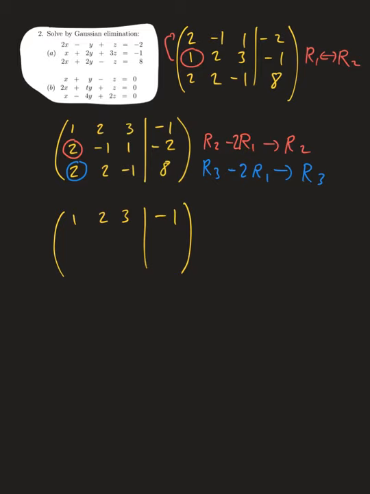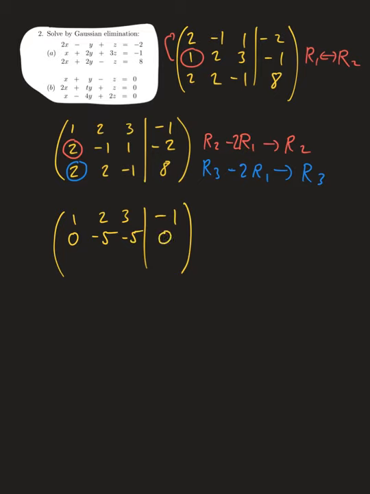So 2 times 1 is 2, so I take that away from 2 and I get the 0 that I was looking for. 2 times 2 is 4, -1 minus 4 is -5. 3 times 2 is 6, 1 minus 6 is -5. -1 times 2 is -2, and then minus that would be +2. So I have -2 plus 2, which gives me 0.